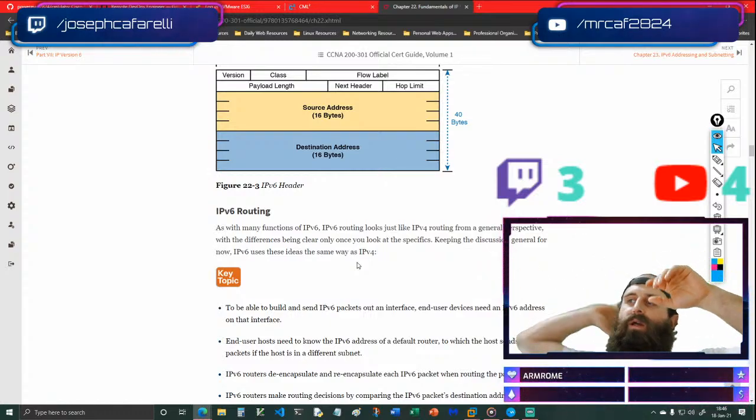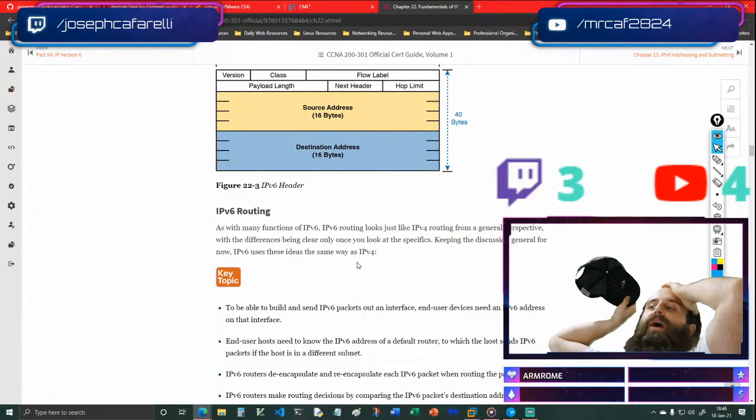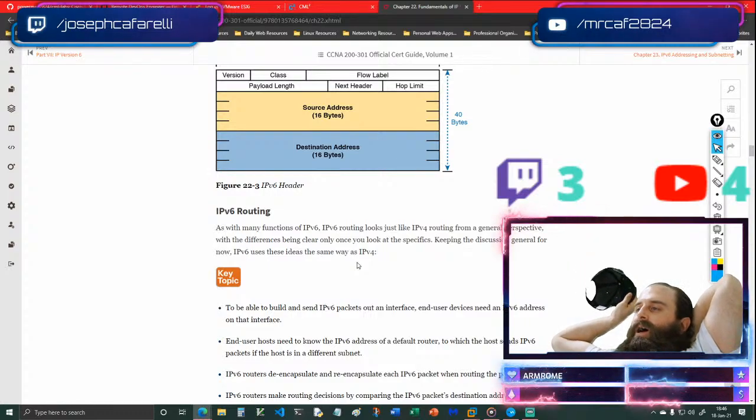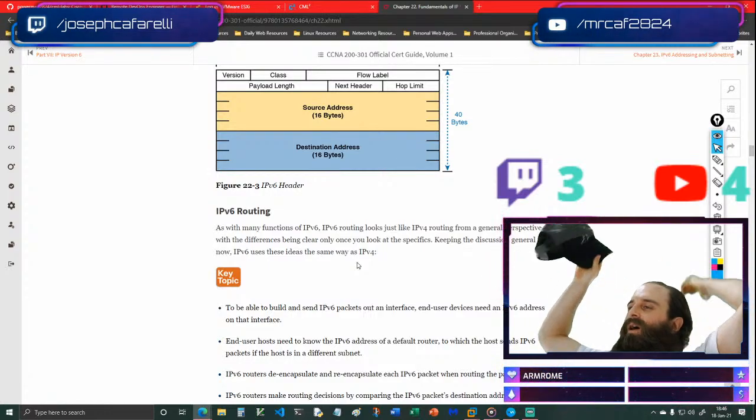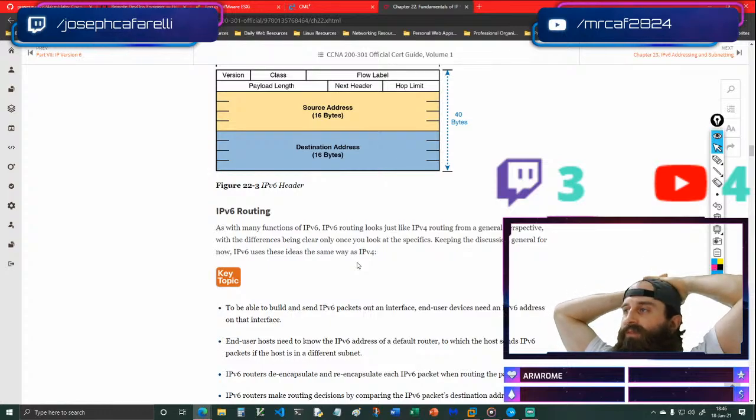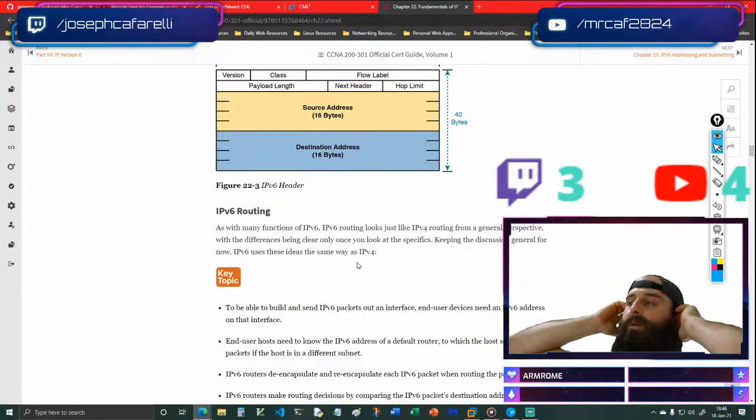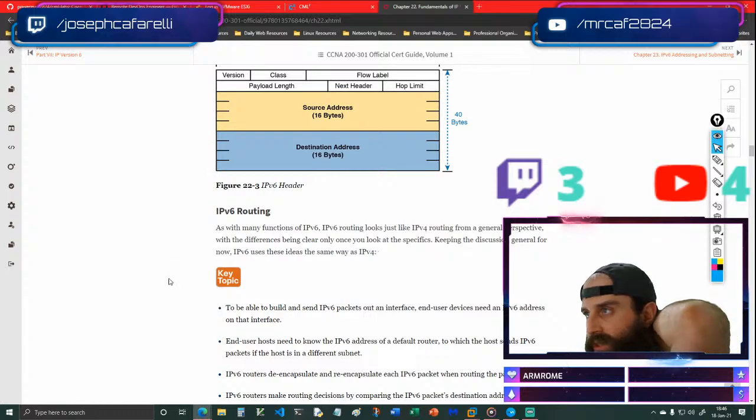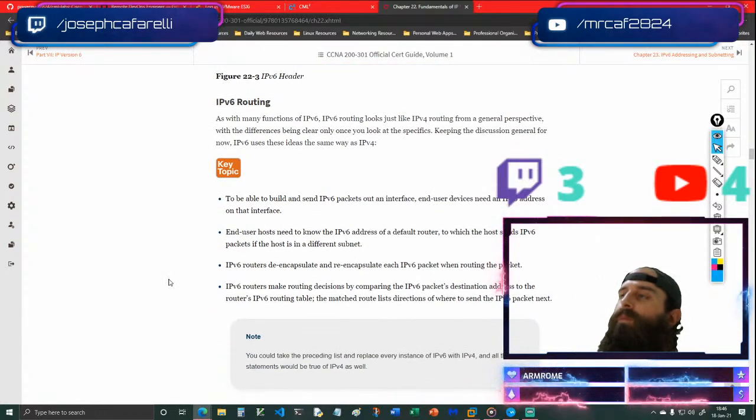All right. As with many functions of IPv version 6, IPv6 routing looks just like IPv4 from a general perspective, with differences becoming clear only once you look at the specifics. Keeping the discussion general for now, IPv6 uses the same idea as IPv4. So it's the same concept.